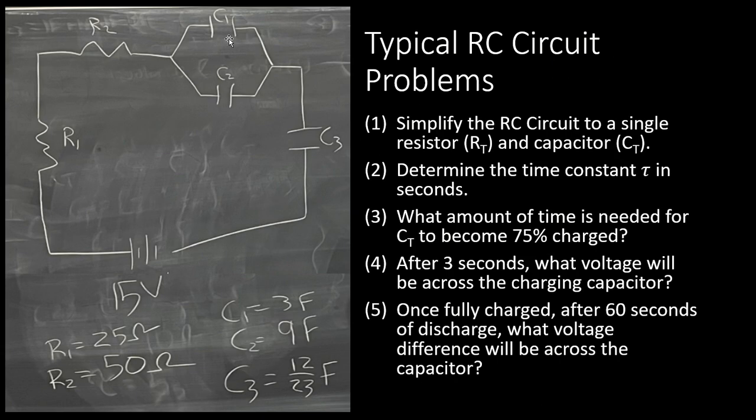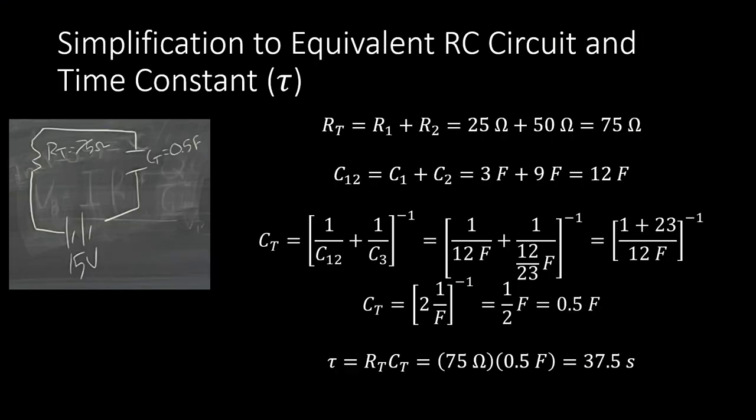12 farad capacitor, which that simplified capacitor, CP, is now in series with C3, which means to simplify them into one, we would add up their reciprocals. So 1 over CP, or 1 over C12, plus 1 over C3. That eventually becomes 2 inverse farads, which if we invert that, that becomes 1/2 or 0.5 farads. And because we now have a single capacitor, we'll call that CT.